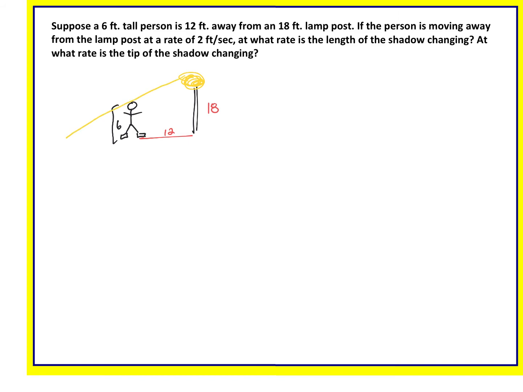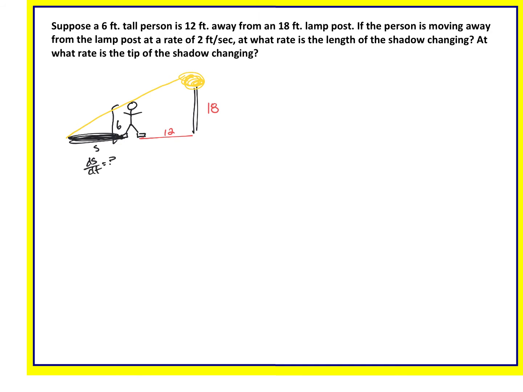Now, if the person is moving away from the lamppost at a rate of 2 feet per second, what is the length of the shadow changing? So I'm going to call this my shadow. And so I'm going to call it S. And so what's being asked? Find the rate of the length of the shadow changing. So how do I notate that? That is ds/dt. Exactly.